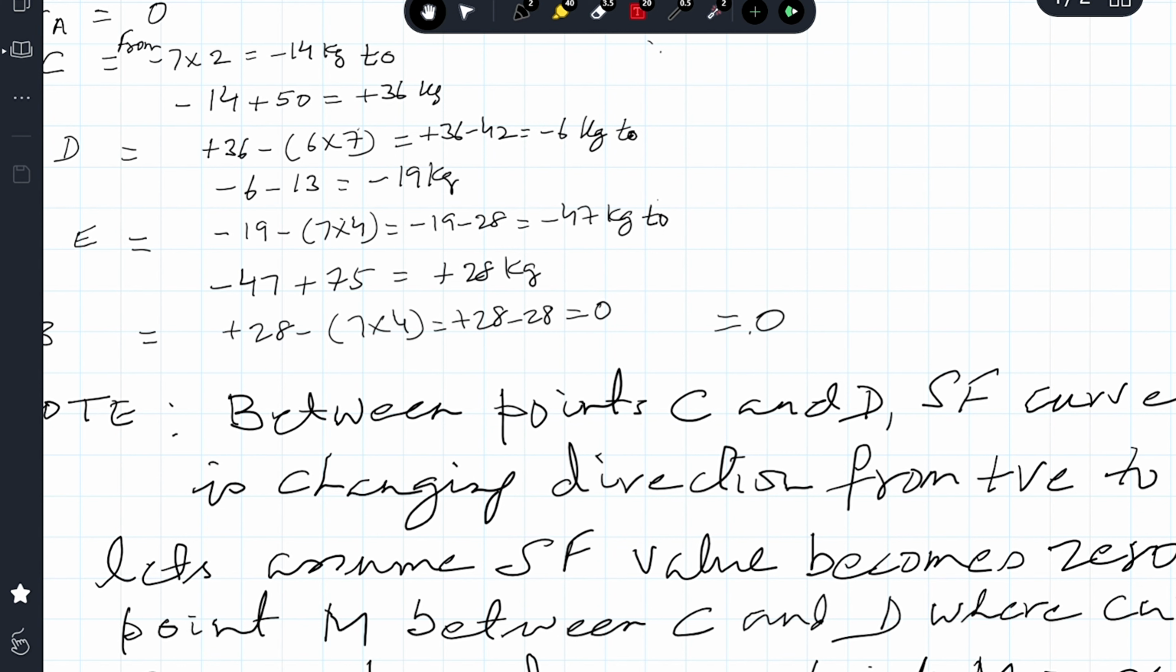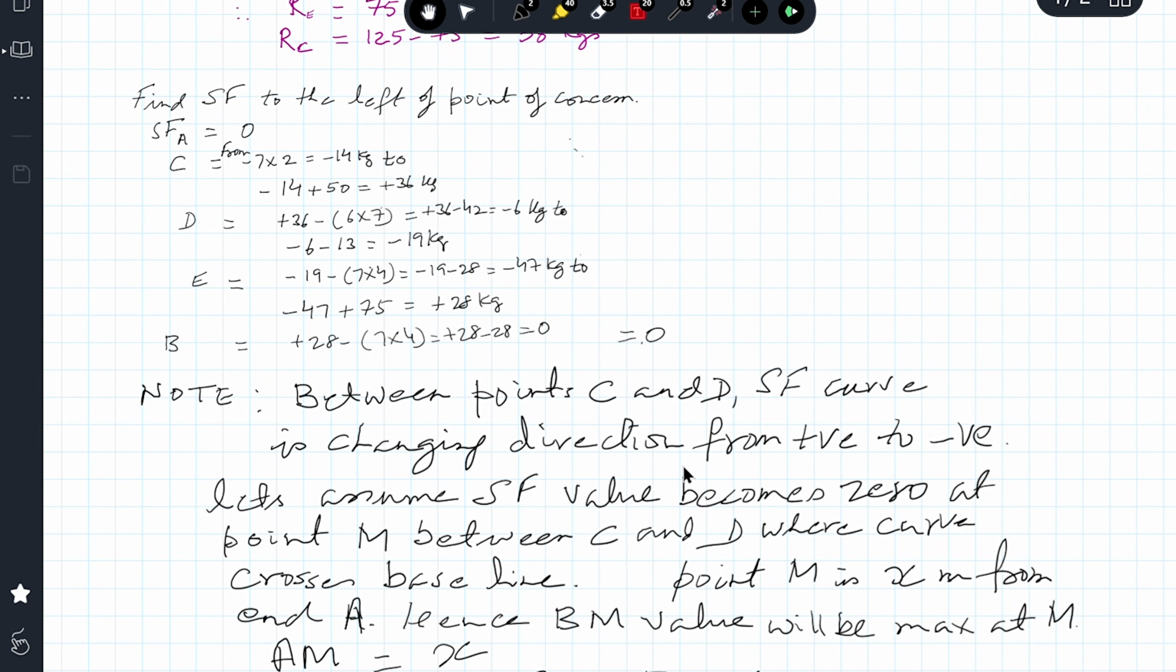Now I want you to check something. If you notice, at C, the SF force at point C was plus 36. And at D, which is the next point after C, the SF force has changed to minus 6. Minus 6 to minus 19. So from plus 36 to minus 6. Obviously, it shows that the SF curve is crossing the baseline. From plus 36, from positive side to negative side is moving. So that means it's definitely crossing the baseline. So when it's crossing the baseline, that particular point, the SF will be zero.